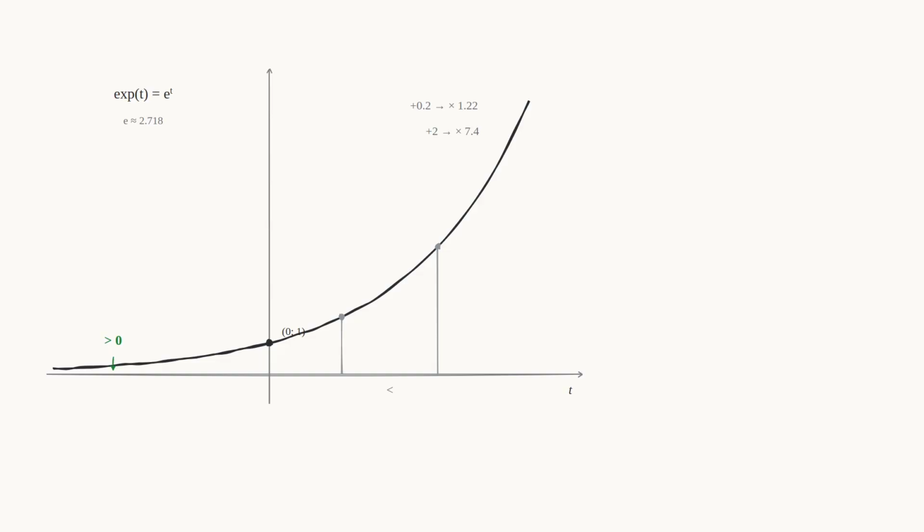An addition to the exponent multiplies the result. Plus 0.2 in the exponent, about 1.22 times bigger. Plus 2, 7.4 times bigger. So modest differences turn into multiple fold gaps.